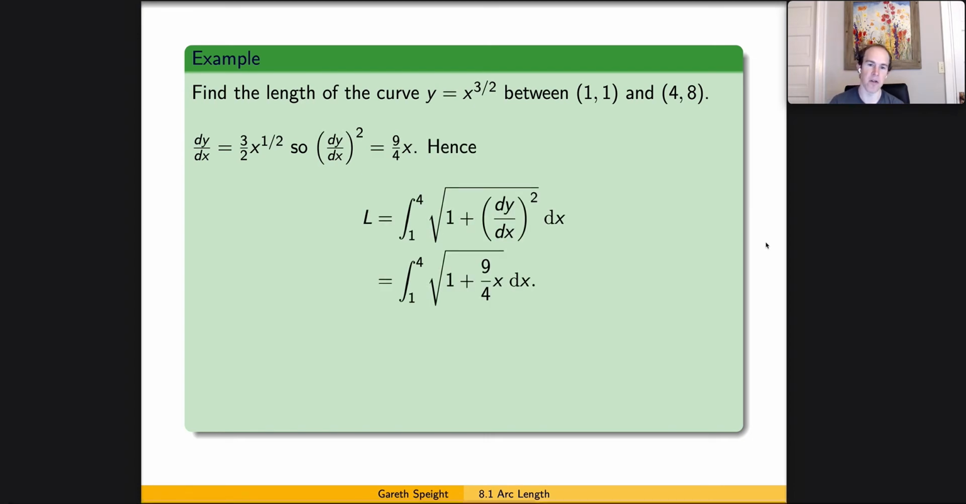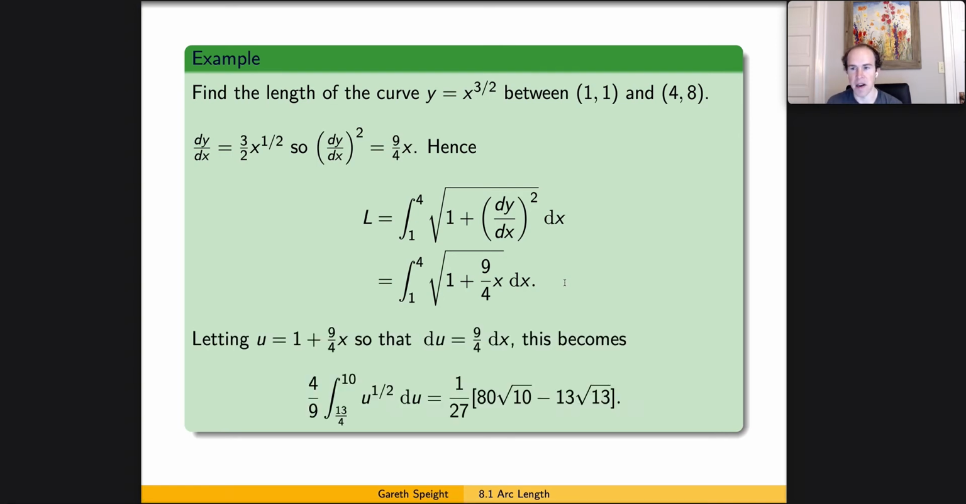Okay, so we substitute in for the length, the integral. We have the integral between the x values. The x values are 1 and 4. Take care to pick right: if we're integrating with respect to x, we use x values in our integral. If we're integrating with respect to y, we use y values for our limits. Okay, and we calculated the square root of 1 plus dy over dx squared to be the square root of 1 plus 9x over 4. Okay, and then this is just a standard integral you could do.